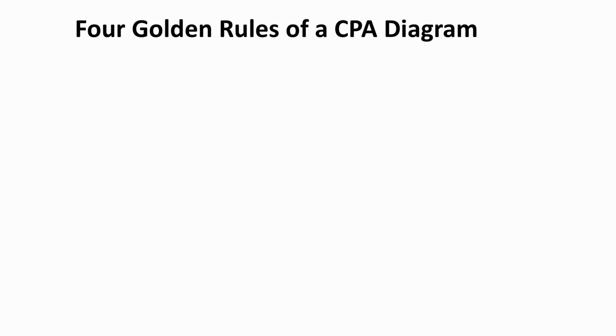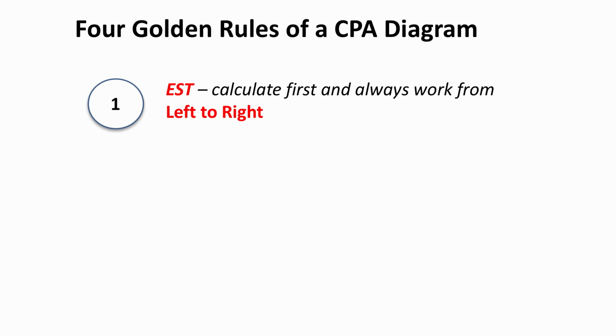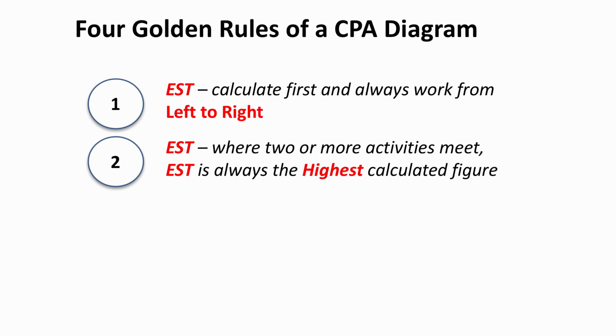As we do it, we will adopt what are known as the 4 golden rules of a CPA or network analysis diagram. Firstly, we always work from left to right first when we calculate the earliest start time. And where 2 or more activities meet at a node, the earliest start time is always the highest calculated figure. We'll see an example of that in a few seconds.